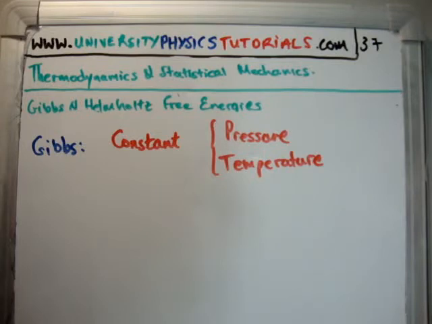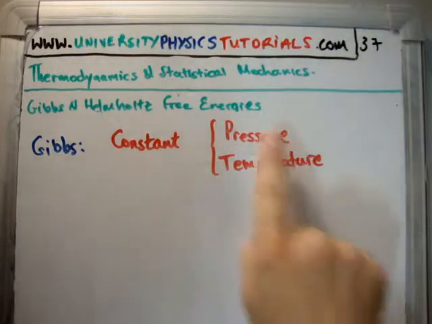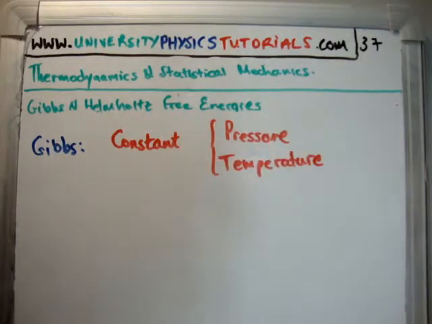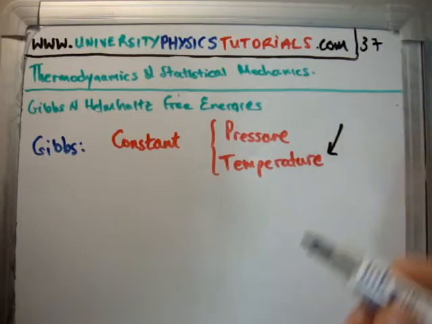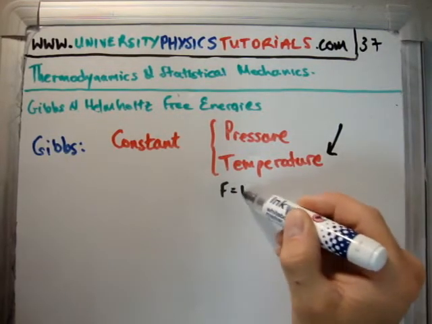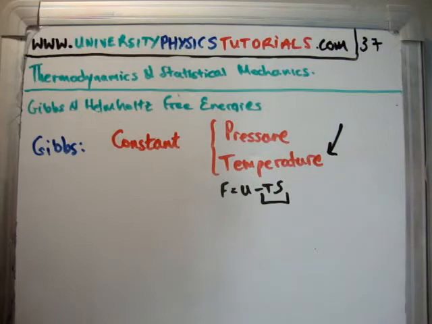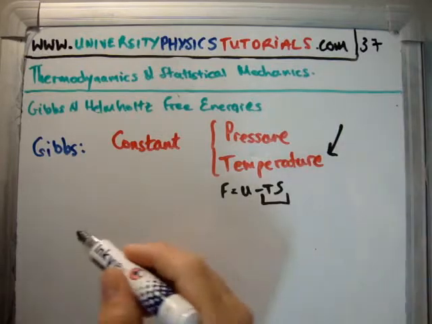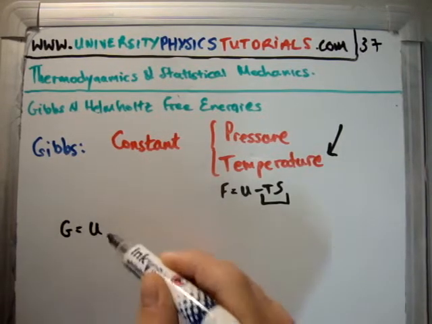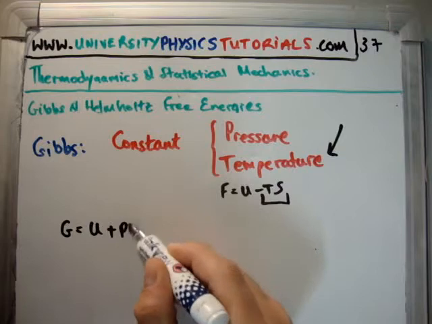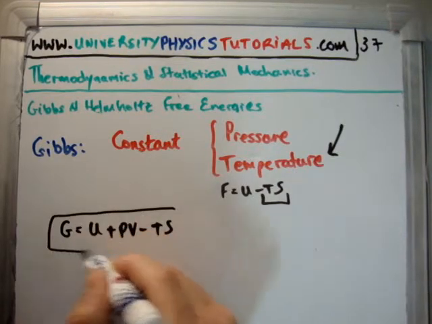Now, if we account for making room for our particle, say where the environment is at constant temperature, we can reduce our energy cost from our enthalpy by TS. So this time, this is pretty much the same as enthalpy. However, because we're at constant temperature, in the same way as with the Helmholtz free energy, where we got this TS term, we can reduce basically our energy cost this time again. So we say that G is equal to U plus PV minus TS. This is our Gibbs free energy.